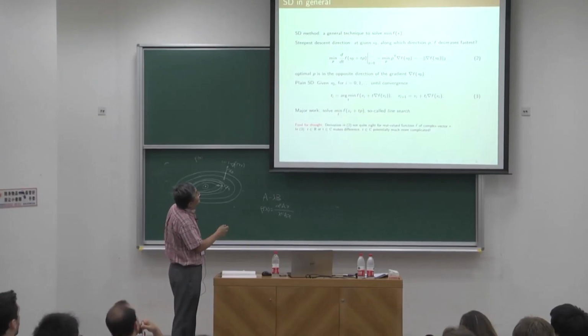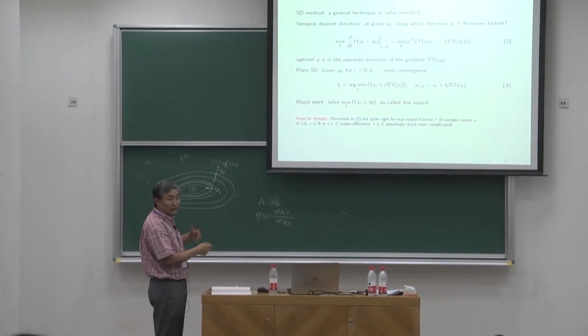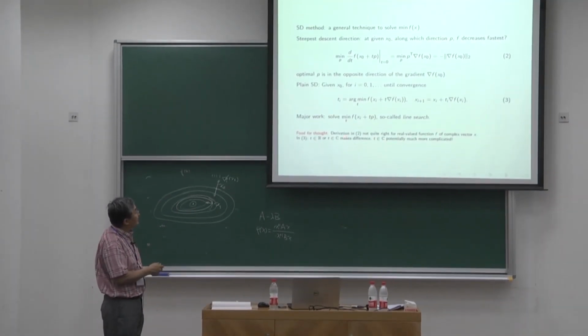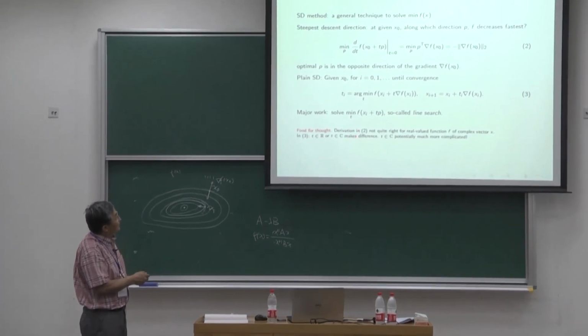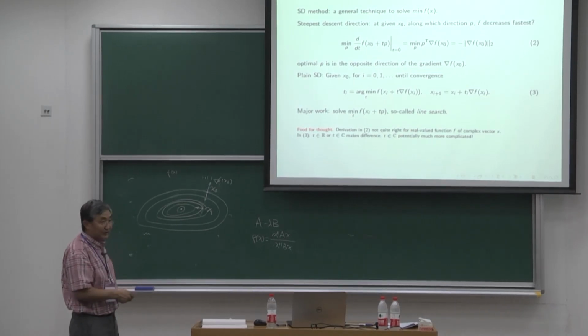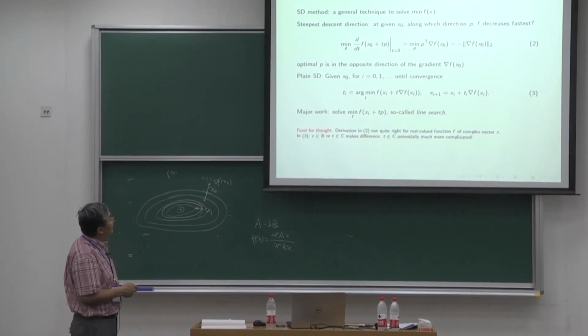If x is a complex vector, then this is not really right, actually. You have to do something else. So that's why I put it here, food for thought. This derivation 2 is not quite right for a real value function of a complex variable, as we do here. Later we'll see a little bit about this, and you can think about that.